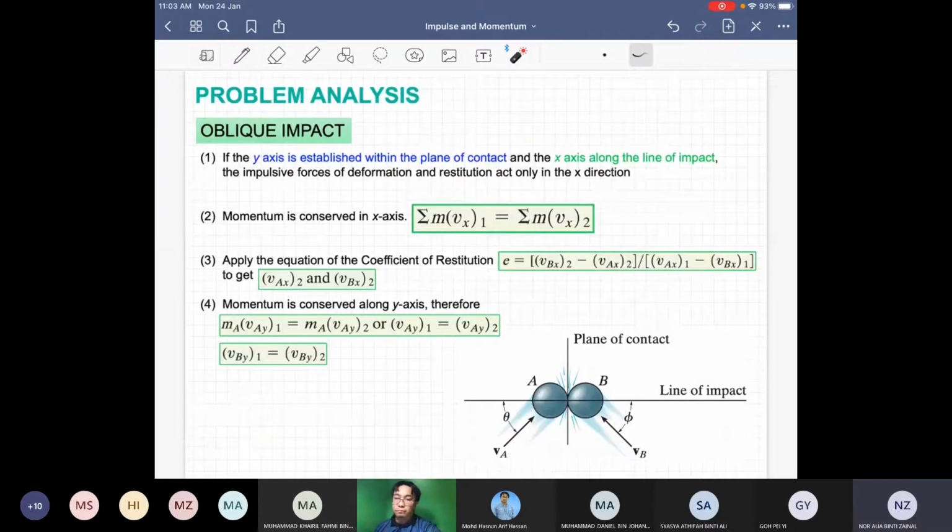Macam mana kita nak solve oblique impact? Oblique impact dia akan jadi lebih sedikit complicated daripada central impact. Central impact lebih mudah. Hanya ada dua step sahaja ataupun dua equation yang you perlu guna. Untuk oblique impact ni ada 4. So let's look at how do you solve problem when it comes to oblique impact problem.